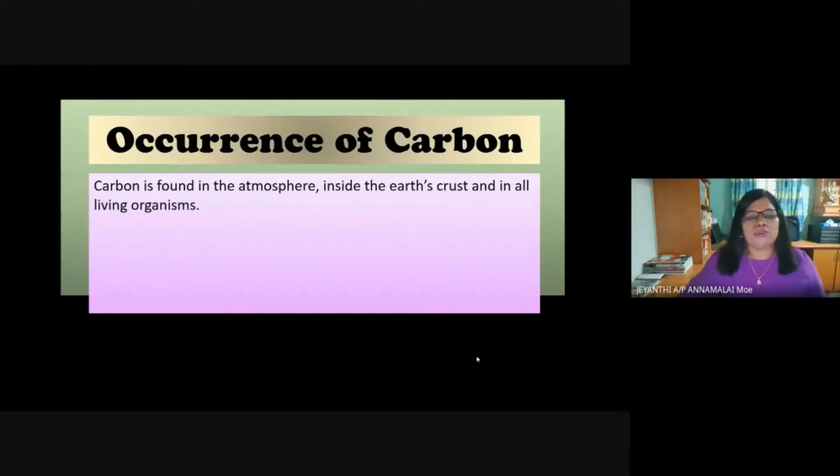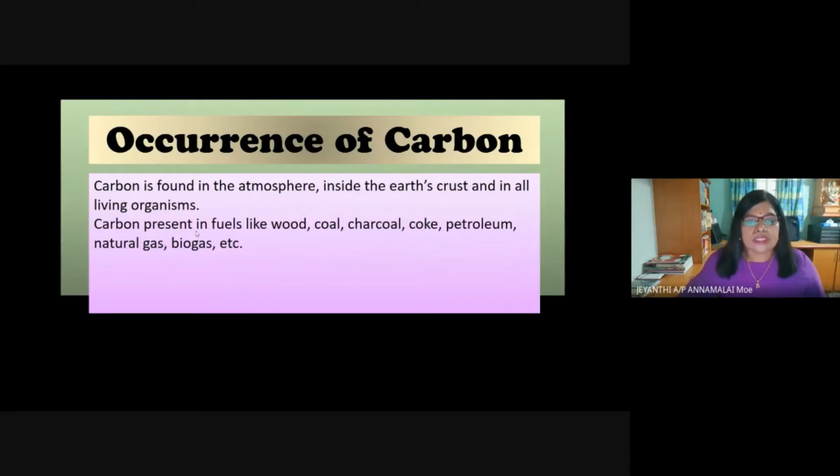Carbon is found in the atmosphere, inside the Earth's crust, and in living organisms. Living organisms are like you and I. How many percent is this in total? It's actually about 3% only. It's not much, but when you think about the whole Earth, it's quite a lot. Carbon is present in fuels like wood. We use wood as fuel to burn. Coal, charcoal, coke, all these are carbon.